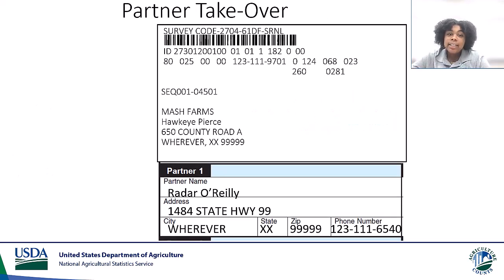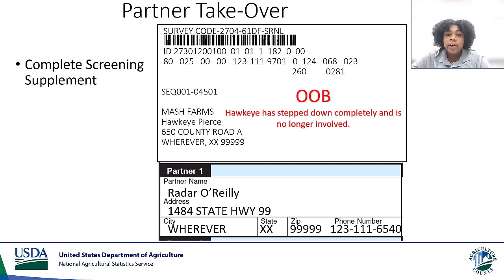Now, let's imagine that same record, but this time Hawkeye says he fully retired in December before the reference year. His partner Radar has taken over completely, and Hawkeye is no longer involved with the farm. This situation is different from the one that we went over due to the fact that Hawkeye is no longer involved during the reference survey year. With this situation, you would write OOB on the face page with a note that Hawkeye has stepped down completely and is no longer involved.